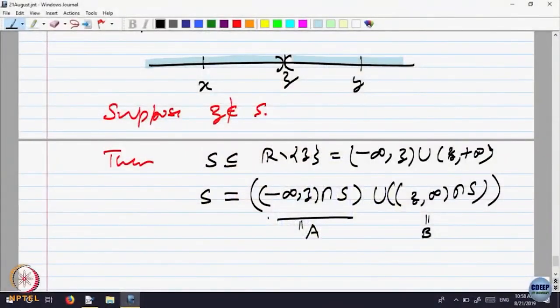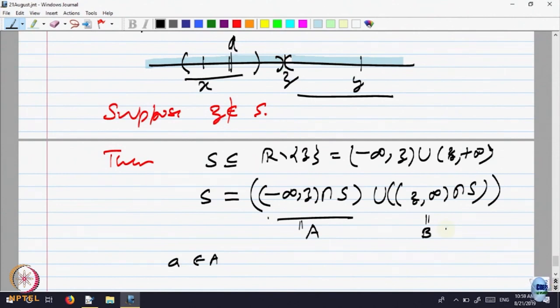Is it a separation of S? Let us see. Let us take a point a in A. It will be somewhere here, right? It is not equal to Z, so it is smaller than Z. So, there will be some interval I can take around a, which does not go beyond Z. So, for every point here, I have got an interval which does not intersect the right hand side. So, every point a in A will have a neighborhood disjoint from B.